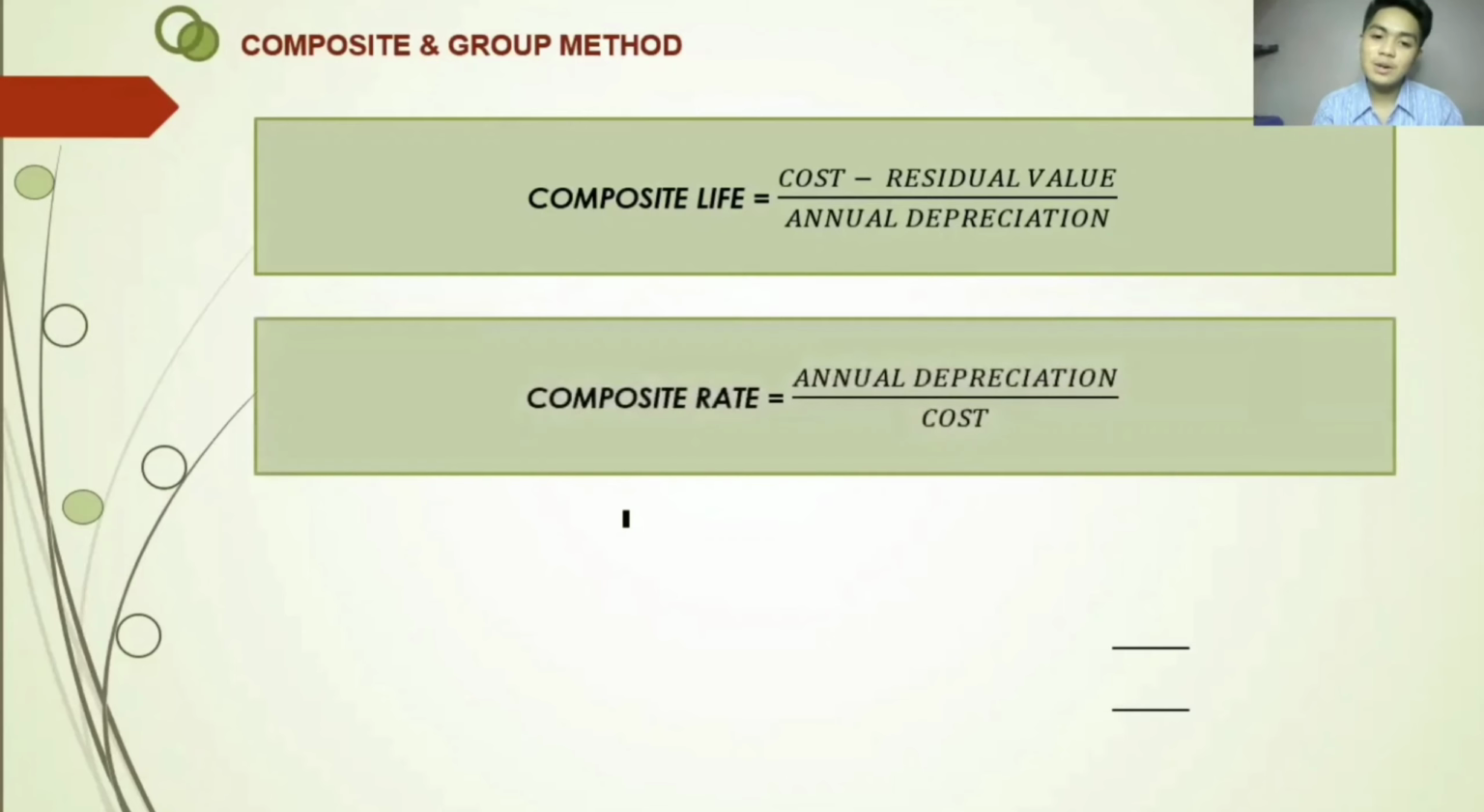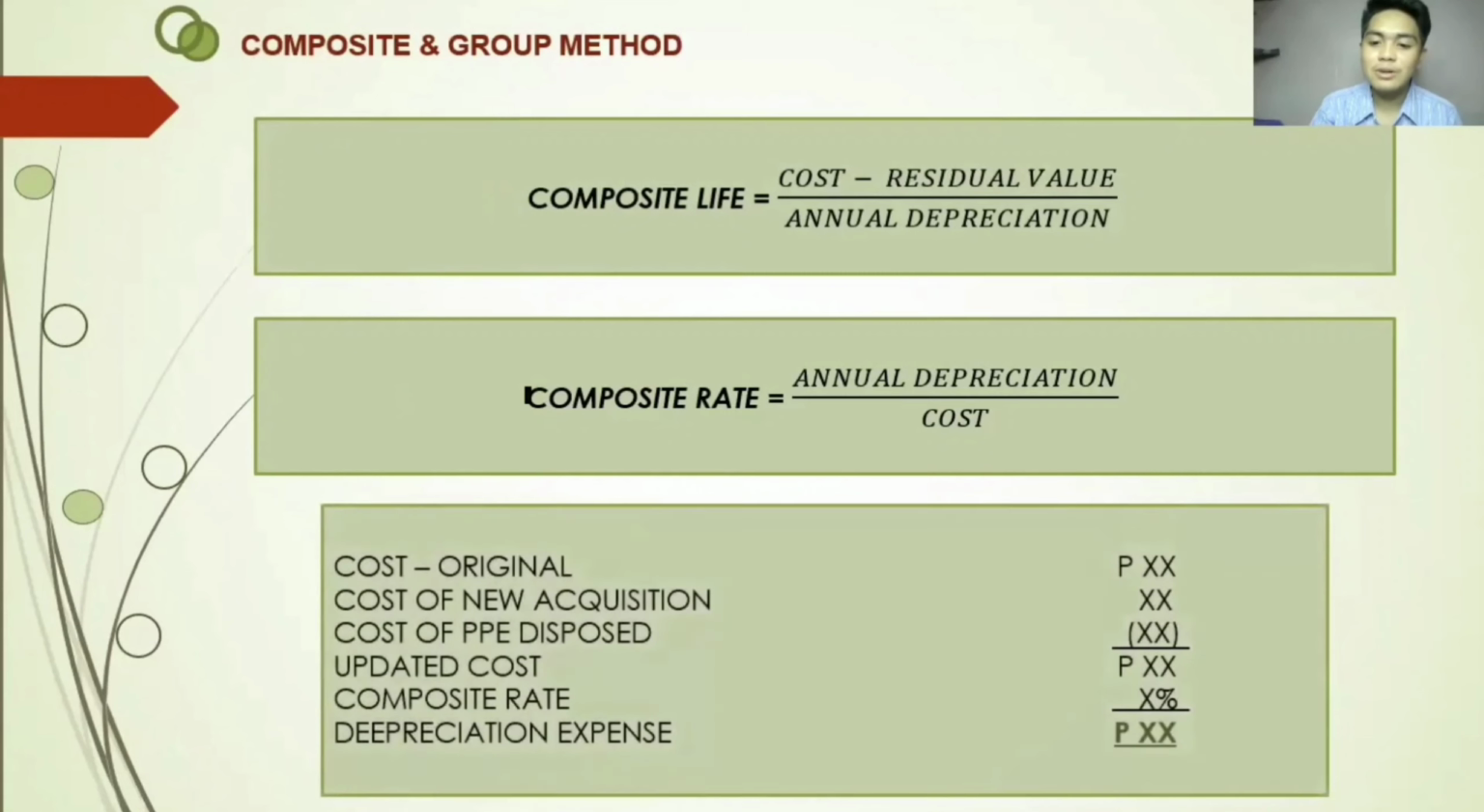So, yung sumunod is si composite rate. Si composite rate naman, this is the percentage of the depreciation expense over the cost of an asset. Meaning to say, ito yung rate natin para makuha natin yung depreciation for the next year. Okay? Kino-compute po natin composite life and composite rate once lang. Tapos si composite rate, gagamitin po natin to for every year depreciation natin.